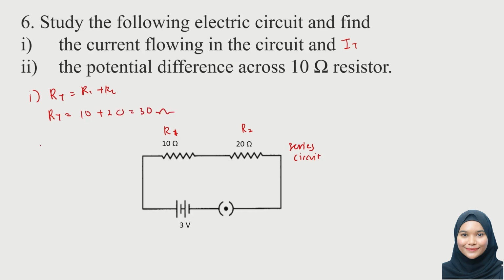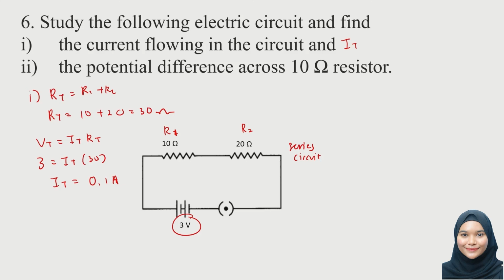Then we can use Ohm's law formula to look for the total current. So total voltage equals total current times total resistance. We know our total voltage is 3 volt, and we're looking for the total current. Our total resistance is 30 ohm. So our total current is 0.01 ampere. Oops, I'm sorry, it's 0.1 ampere.